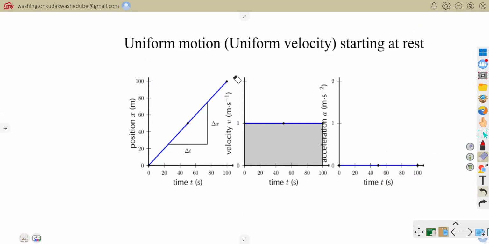So these are what we refer to as motion time graphs. So this is for uniform motion or else uniform velocity. So mind you, these words, they are used interchangeably. You have to master their meanings to say that uniform motion means what? Uniform velocity or else uniform speed or else constant velocity.